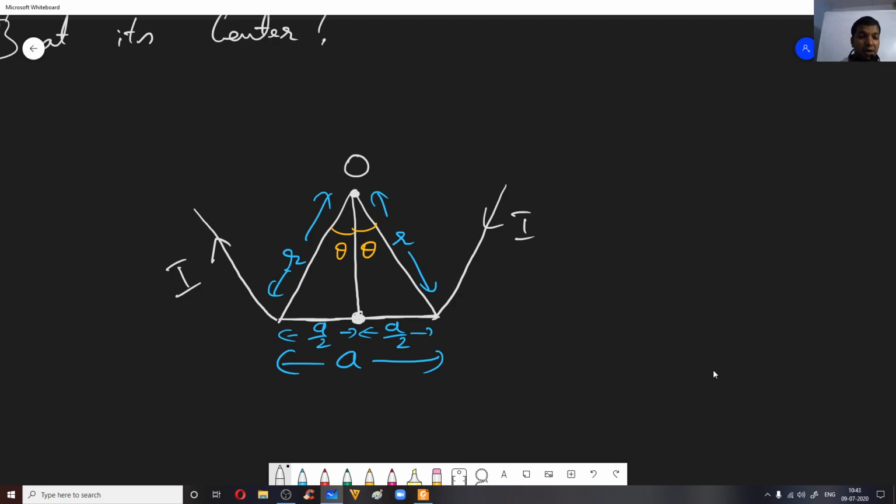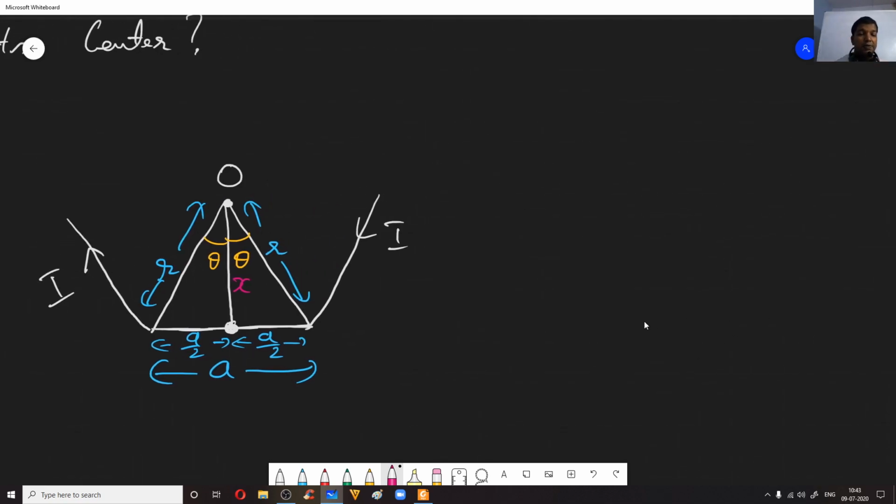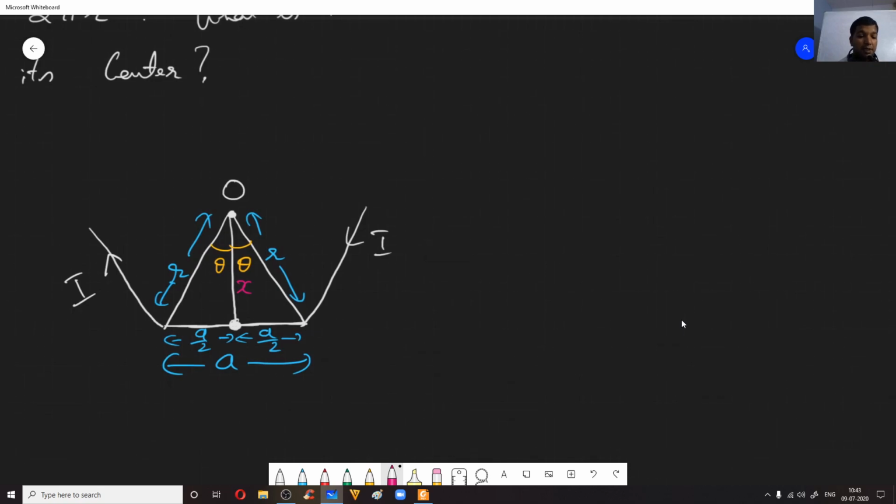Now let us call this distance x, from O to the midpoint of the side. Let this be x, fine. Then let us try to use that formula, whatever we know. So here, theta is the same on both sides.